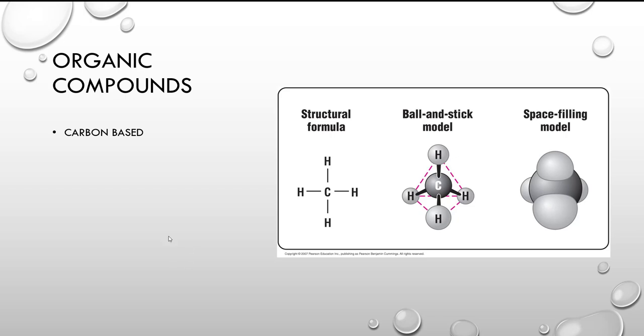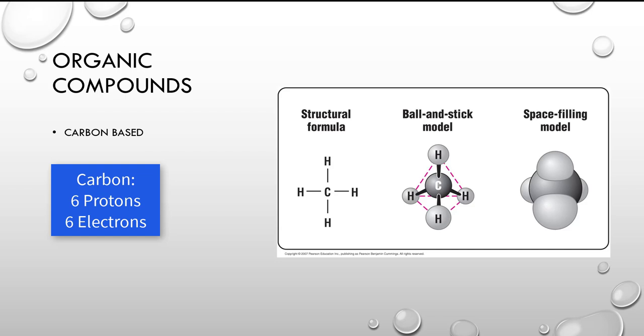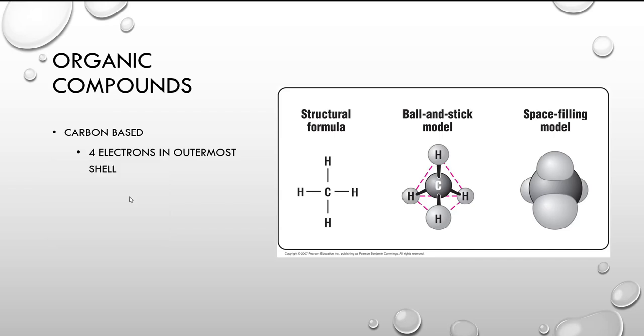Anything that's organic is carbon-based. Remember from chapter 2, carbon has 6 protons, so that means it has 6 electrons. The first 2 electrons fill the first shell, but then they have 4 electrons in their outermost shell. And what was that outermost shell called? The valence shell. So in their valence shell, they have 4 electrons. And if you recall from chapter 2, that second shell can hold as many as 8.